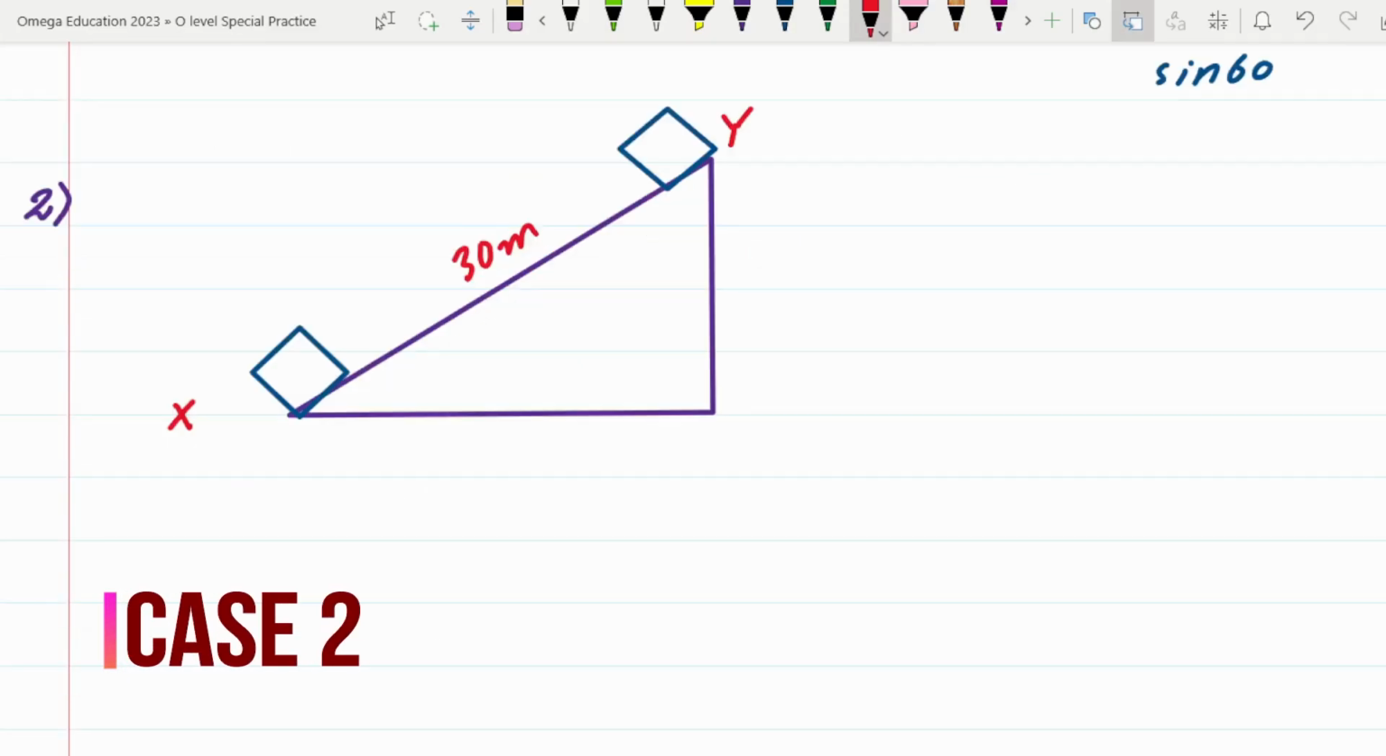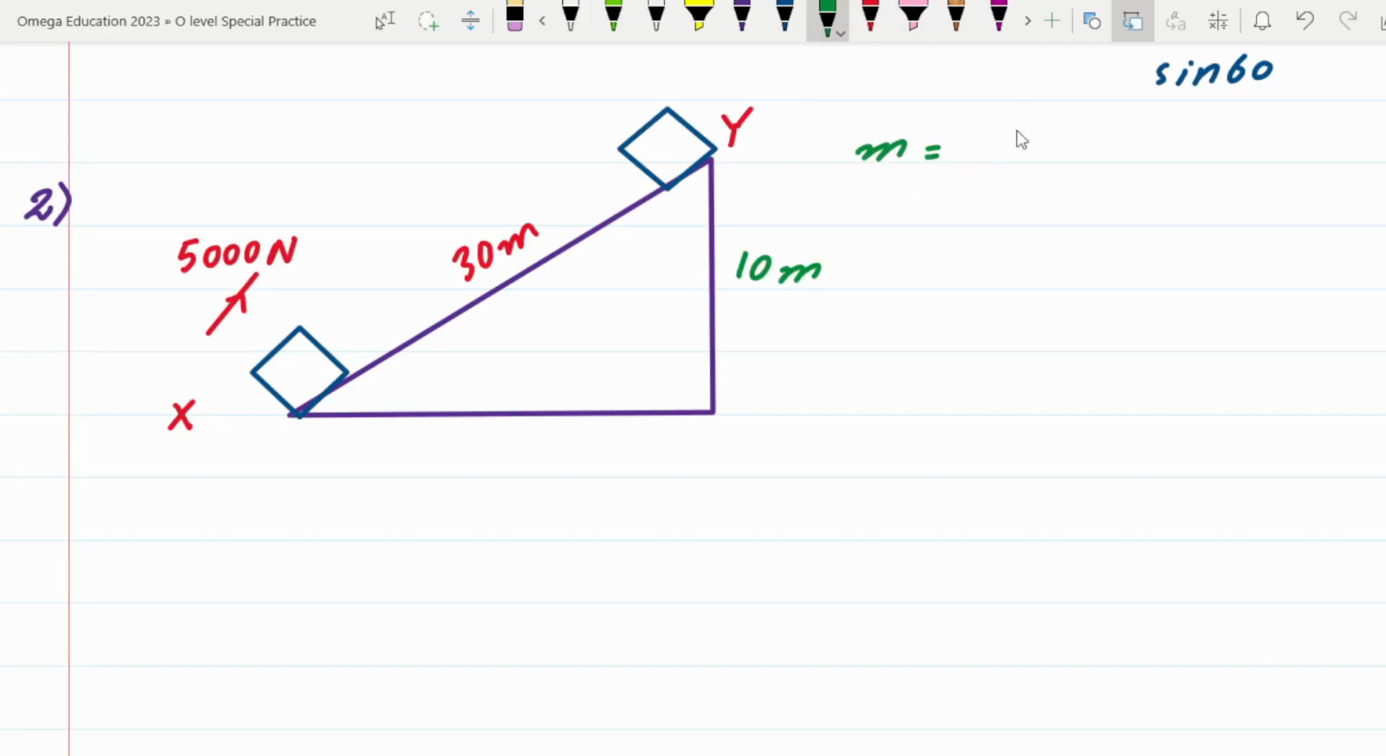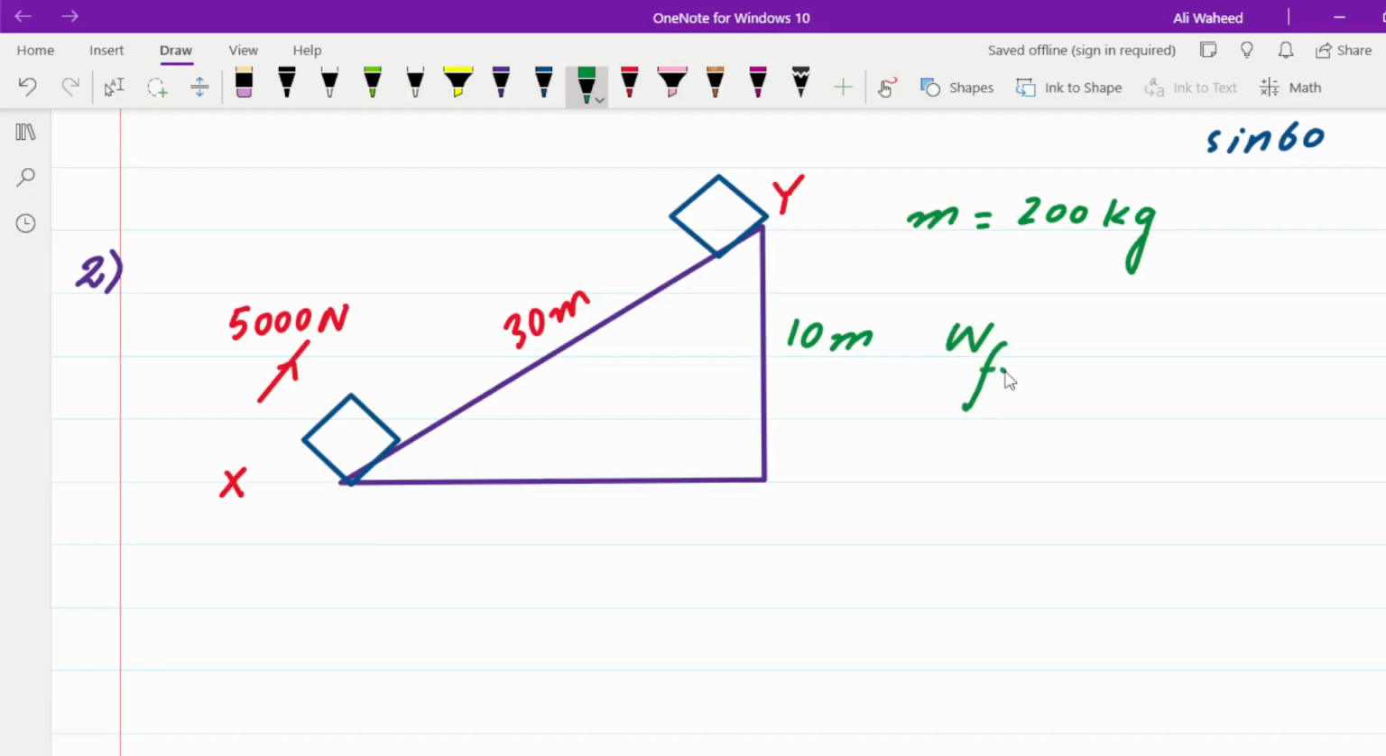Yeah, the point X and point Y, these are 30 meters apart. So they can ask this question in two different ways. They can either say find the work done against friction, or they can ask you how much energy is dissipated as heat. And we are provided with this thing that the box moves from X to Y with a constant speed in a straight line, or with a constant velocity. So you need to find the work done against the friction.